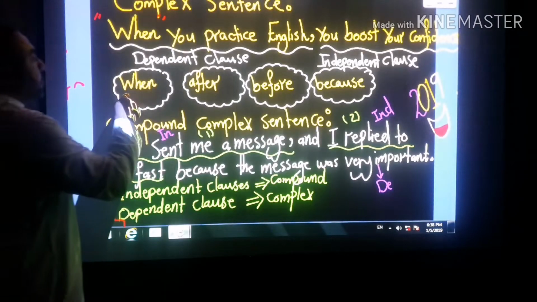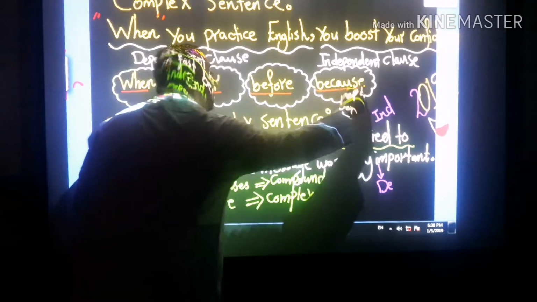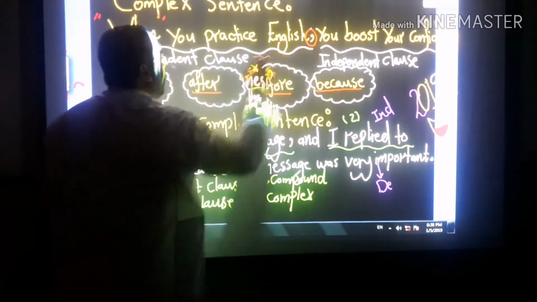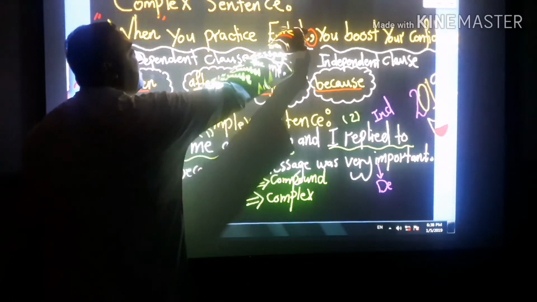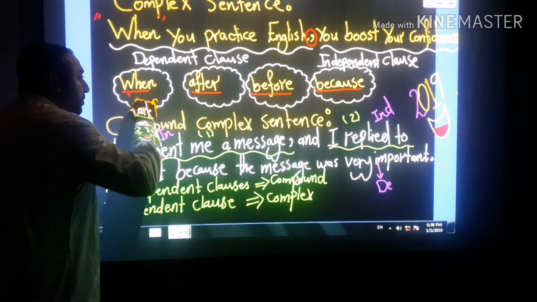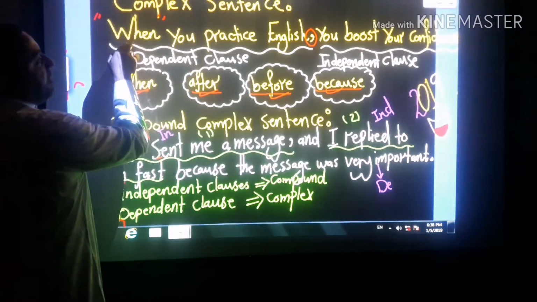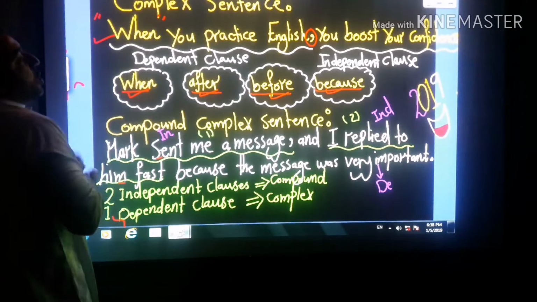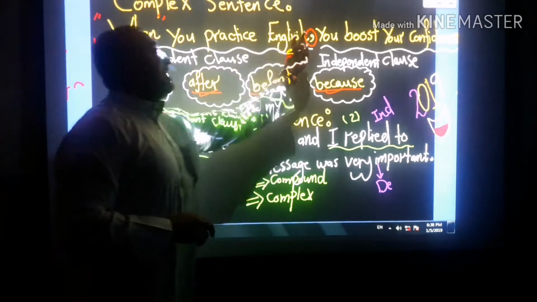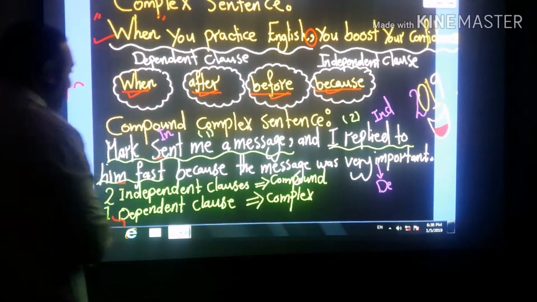So please remember, when you use any of these subordinating conjunctions in the beginning of the sentence, you must use a comma in the middle. But if you use these conjunctions in the middle, don't use any commas. One more time. If you use any of these conjunctions in the very beginning of the sentence, like this example exactly, what should you do in the middle? You must use a comma. But if you use them in the middle, you shouldn't use any commas.